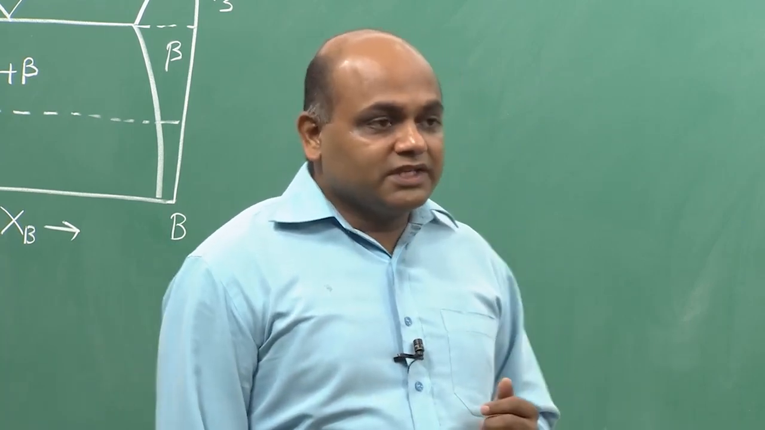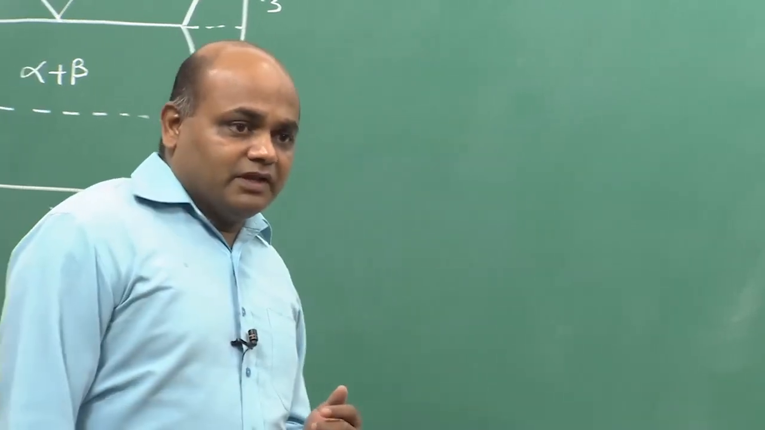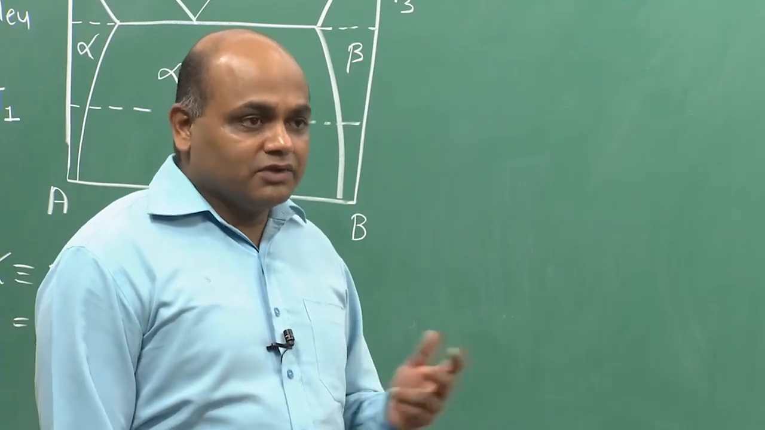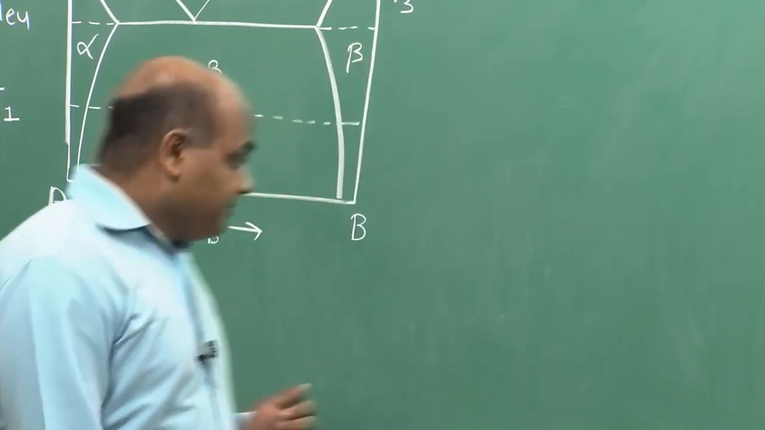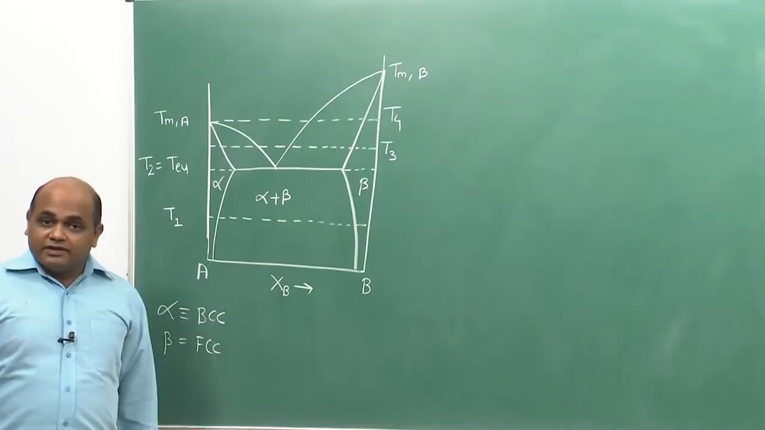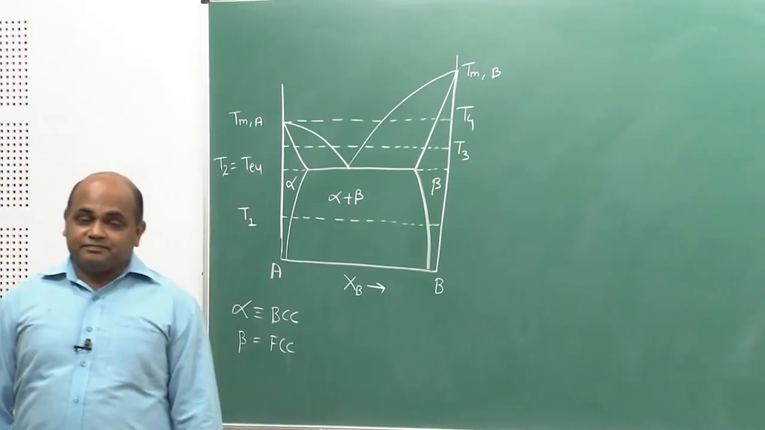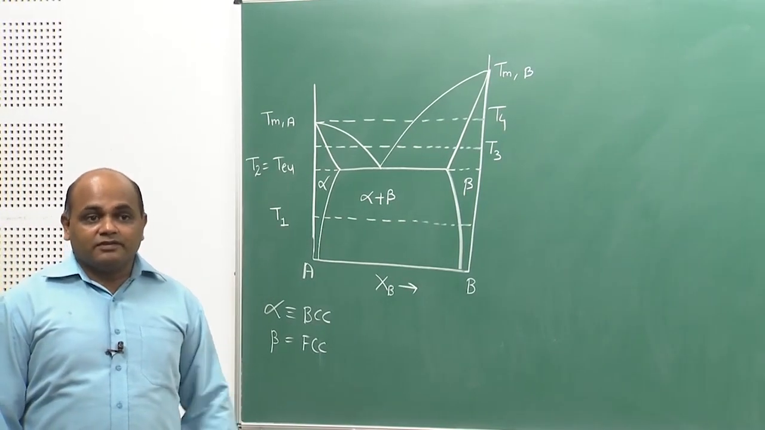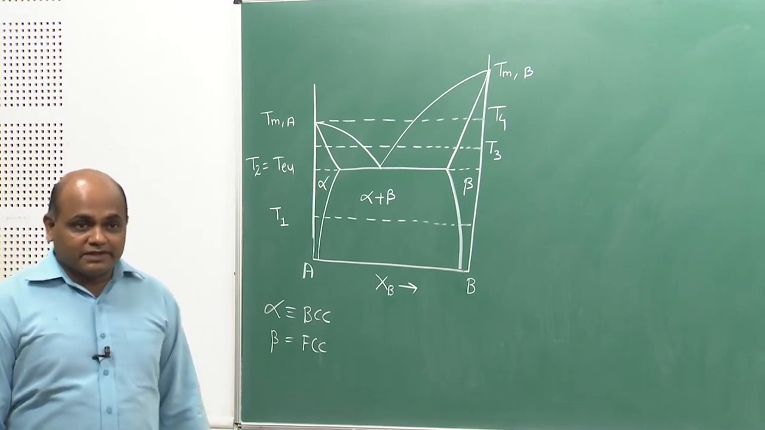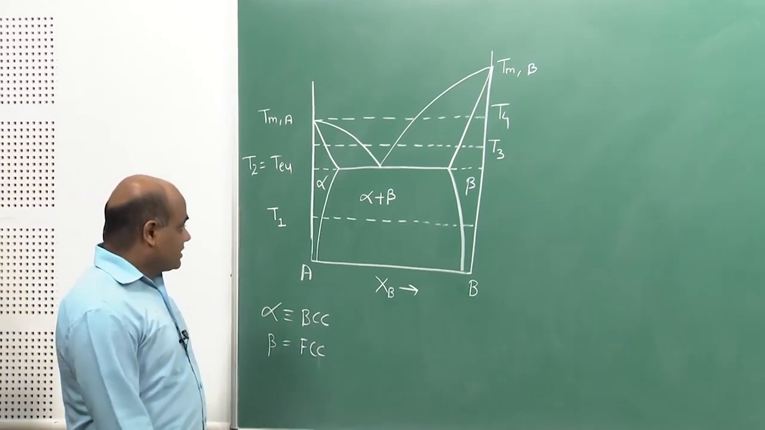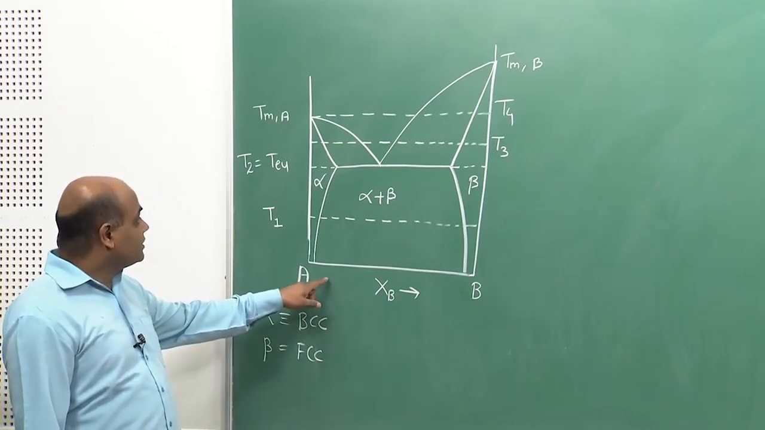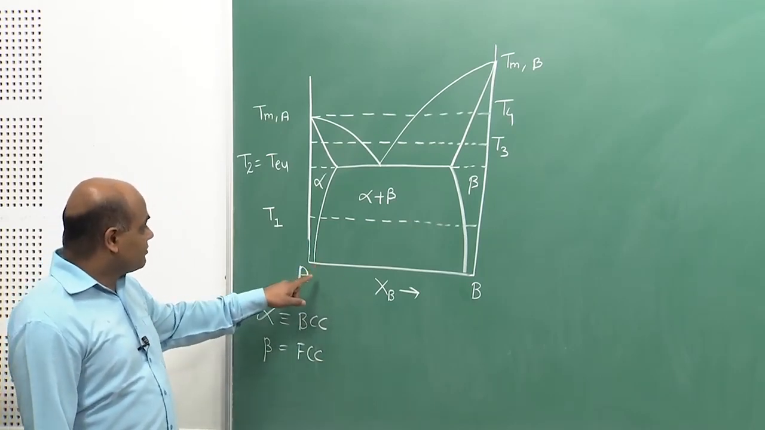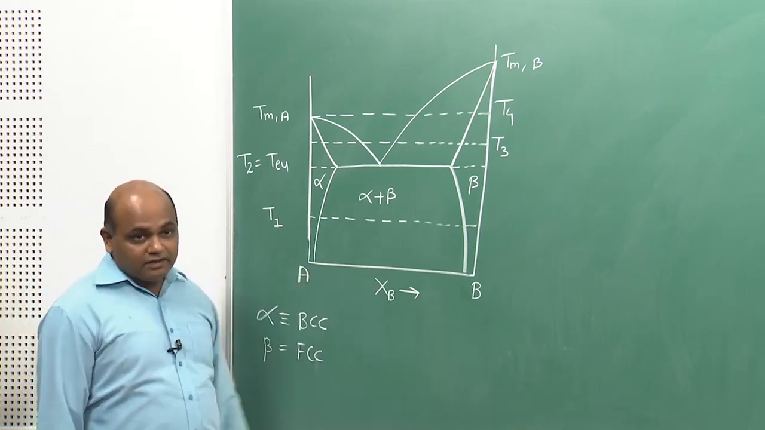So, now in both these cases, solid A and solid B, both the components in solid states had the same crystal structure. What if they have different crystal structures? Then it will give rise to little more complicated phase diagrams. One example is the eutectic phase diagram, similar to what I have drawn here. So, this is a eutectic phase diagram between two components A and B.